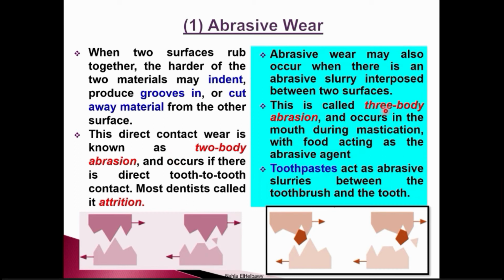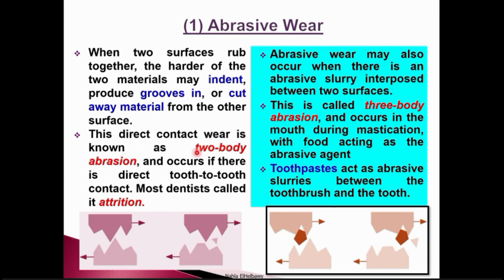In three-body abrasion, we have three materials. We have a third material here, such as food particles or even toothpaste that acts as an abrasive. This means when we rub two surfaces, for example, we rub our upper teeth and lower teeth together, this will result in abrasive wear. So abrasive wear can be two-body abrasion, which is shown here on the left side, or it could be three-body abrasion, which is shown on this side.